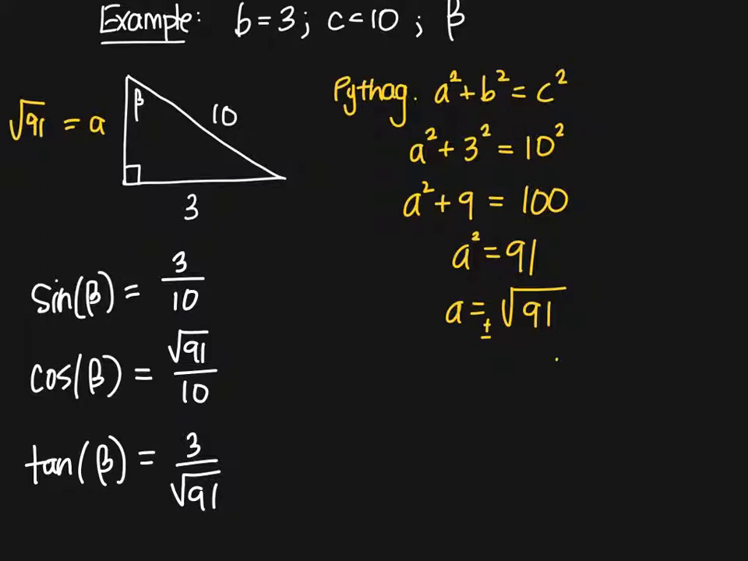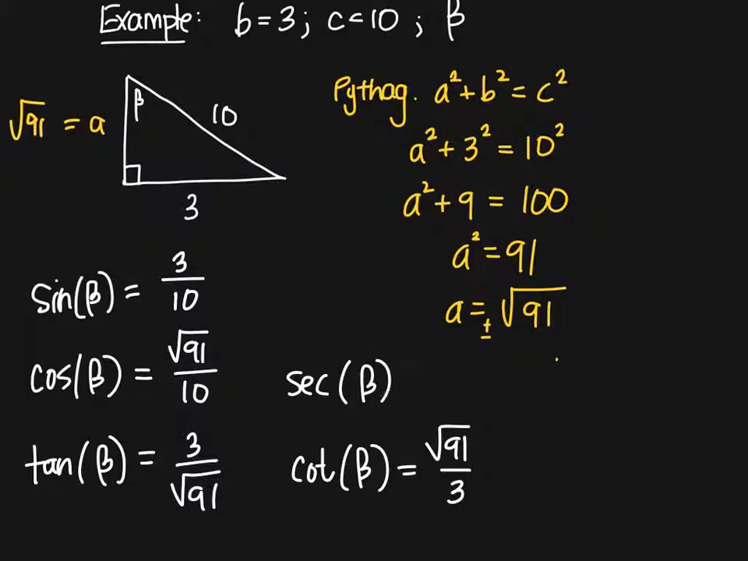Once you have the first big 3, then you just can quickly convert to the second 3 by pairing it up. So tangent pairs to cotangent, and you flip them, so the rad 91's on top and the 3's on the bottom. For cosine, COS changes to SEC of beta, and that becomes 10 over rad 91. And then sine is cosecant, or CSC, of beta, that would be 10 over 3.